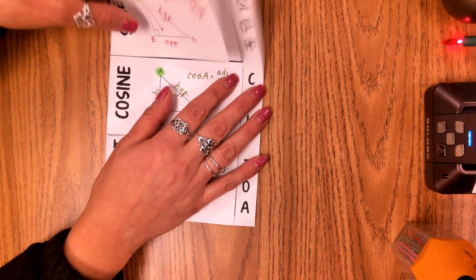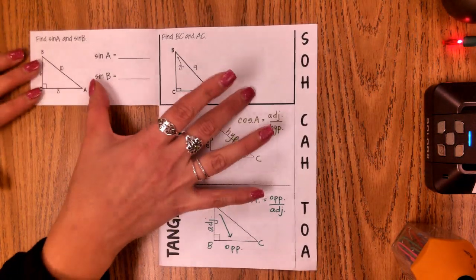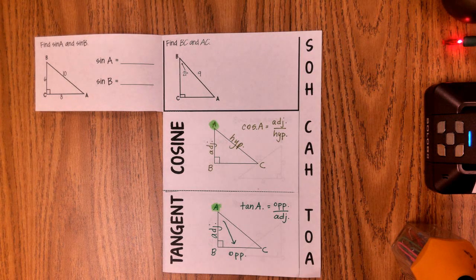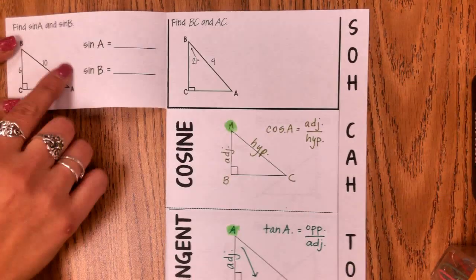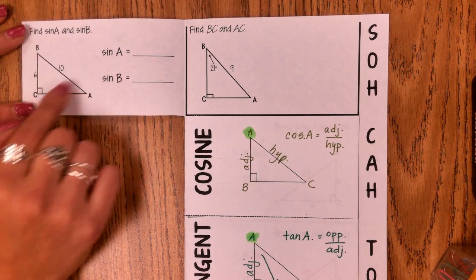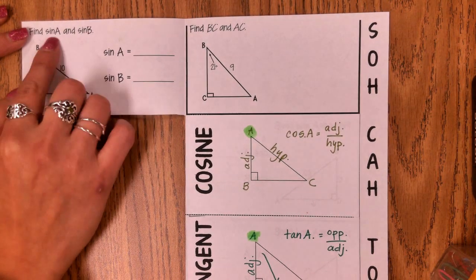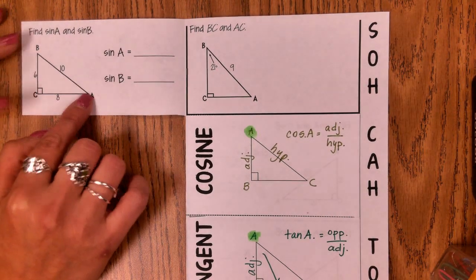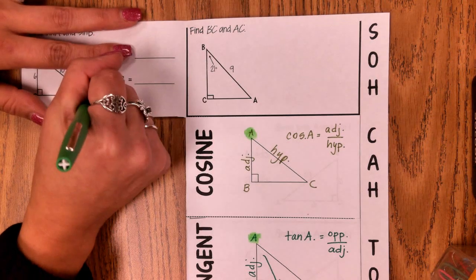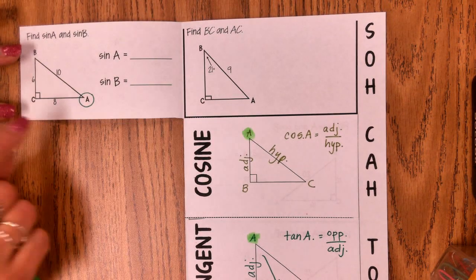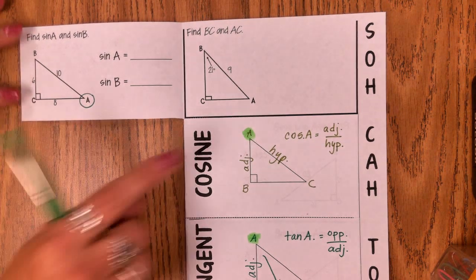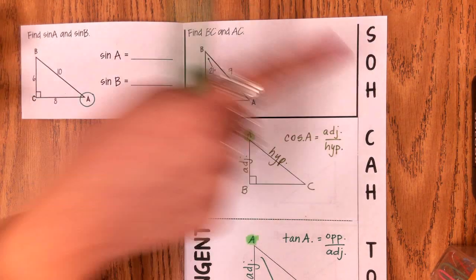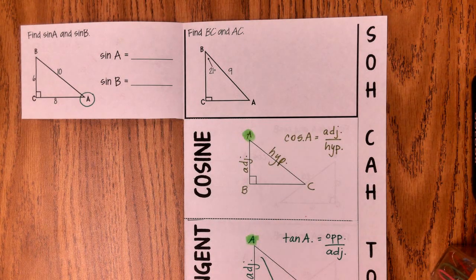So we are going to open this up. We have two examples for sine. These are going to be two different things here. The first one on this side is finding the sine of the angles. If it says sine of A, I'm thinking angle A. So again, the sine of A is going to be opposite over hypotenuse. What is my hypotenuse in this problem?